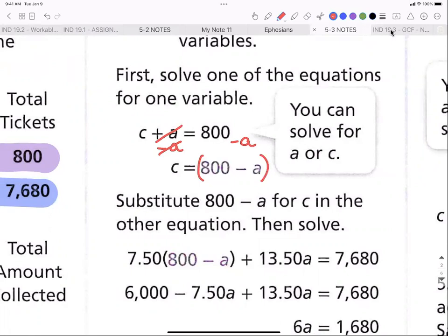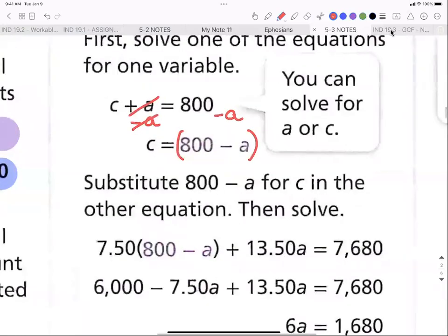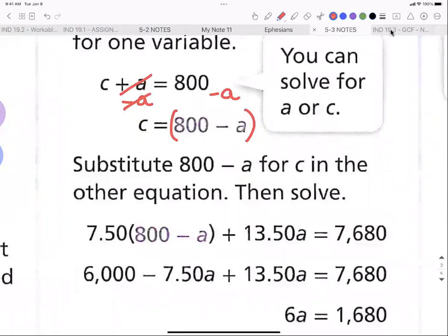The next step is to take that clue and substitute it into the other equation. So my other equation was 7.5C plus 13.5A equals 7680, right? This right here. This was my other equation. So what I'm going to do is where there was a C, I'm going to use parentheses, and I'm going to plug in my clue, which is right here, about C, into the place where there was a C. This is where the name substitution comes in, because I'm substituting into the other.